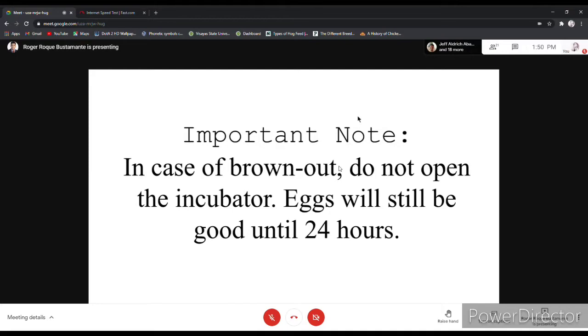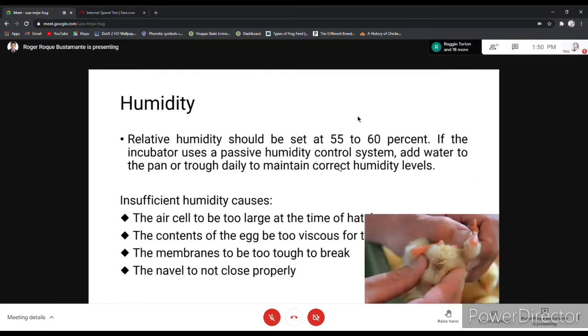You just check whether there is water for moisture as humidifier, no? Then you check. You add water or not. So remember this one, in case of brownout, do not open the incubator. Eggs will still be good until 24 hours. So the relative humidity should be set at least 55 to 60%. If the incubator uses a passive humidity control system, add water to the pan or trough daily to maintain correct humidity levels.